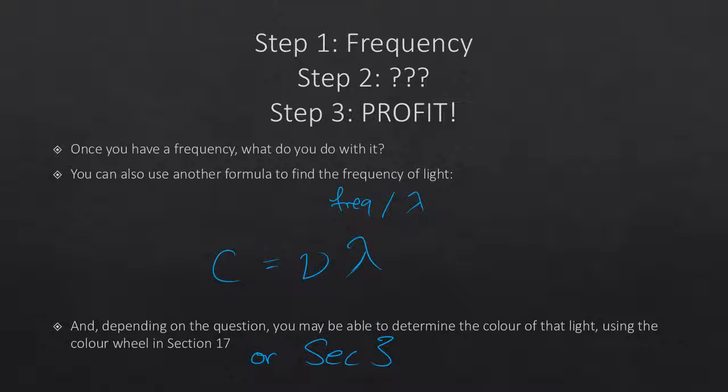So if you're asked what portion of the electromagnetic spectrum does such and such a wave belong to, you can use that electromagnetic spectrum or that colour wheel to figure out what type of wave we're talking about.